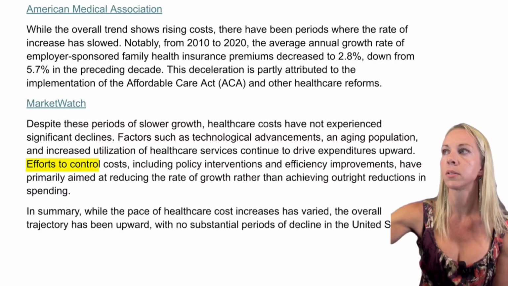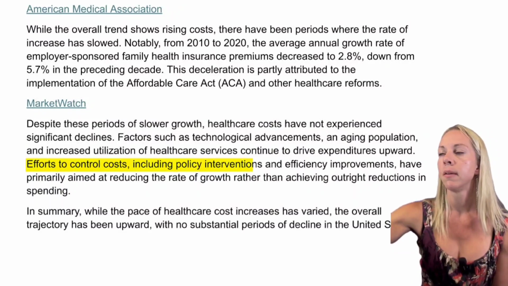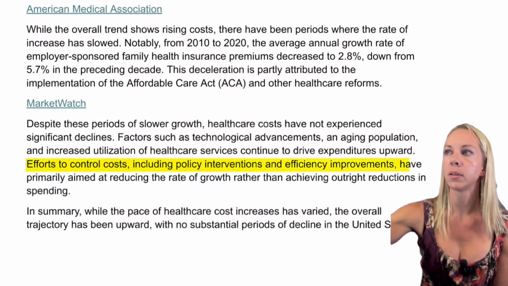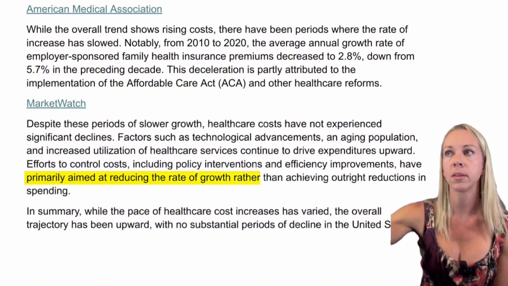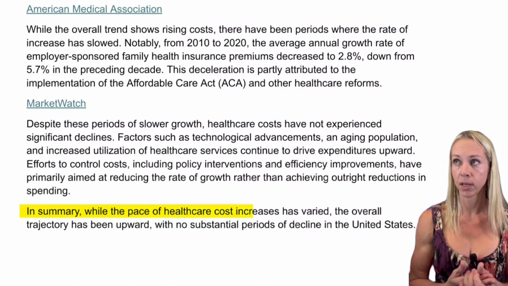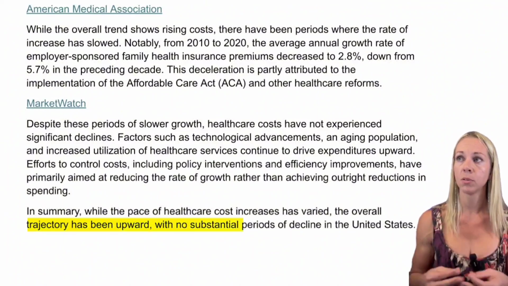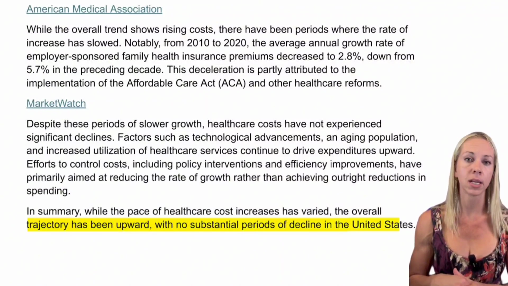Efforts to control costs, including policy interventions and efficiency improvements, have primarily aimed to reduce the rate of growth rather than achieving outright reductions in spending. Because the problem is the health of the nation. If people get healthier, they're going to go to the doctor less, they're going to use less pharmaceuticals. But again, it takes a mindset shift of the individual. In summary, while the pace of healthcare cost increase has varied, the overall trajectory has been upward, with no substantial periods of decline in the United States.